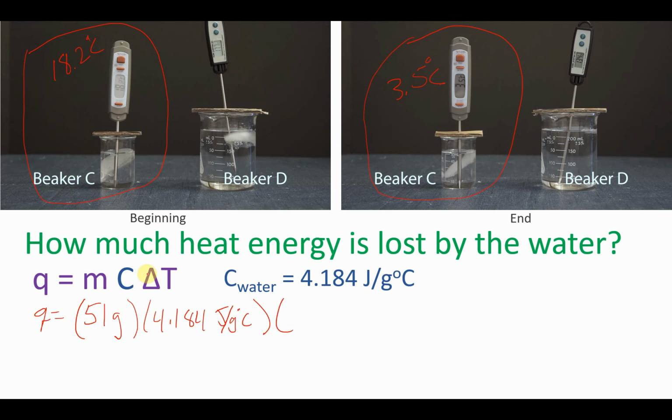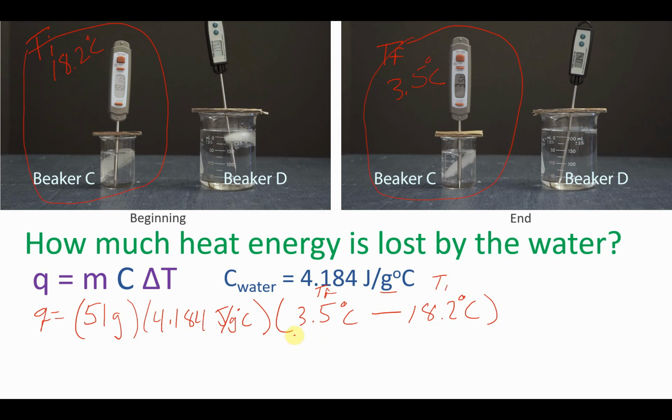And change in temperature is always the final temperature. Remember, this was the final temperature at the end. It got cold. This was the initial temperature. So we're going to be doing 3.5 degrees minus 18.2 degrees Celsius. Always the final temperature minus the initial temperature. And let's calculate it out.